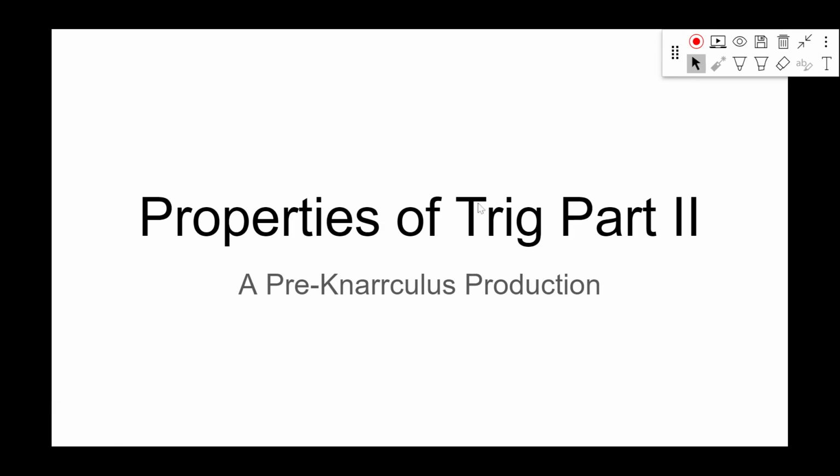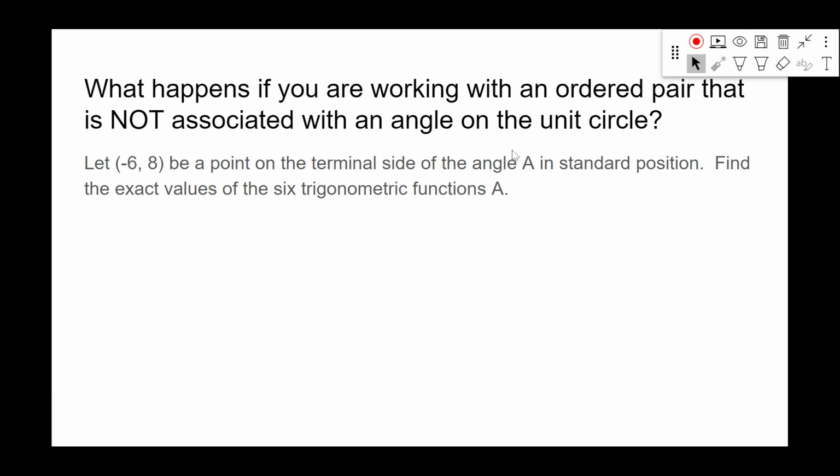Today we're going to be talking about what happens if you work with a point or a ratio that is not on the unit circle. How can you find the trig values for that point? All right, so there's the spoiler. What happens if you're working with an ordered pair that is not associated with an angle on the unit circle?